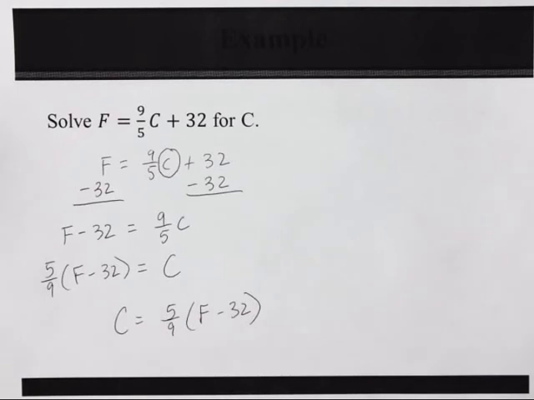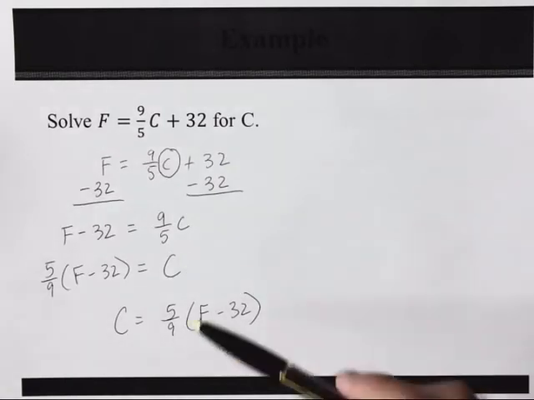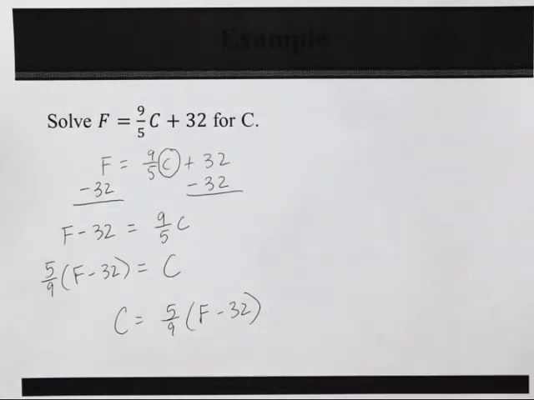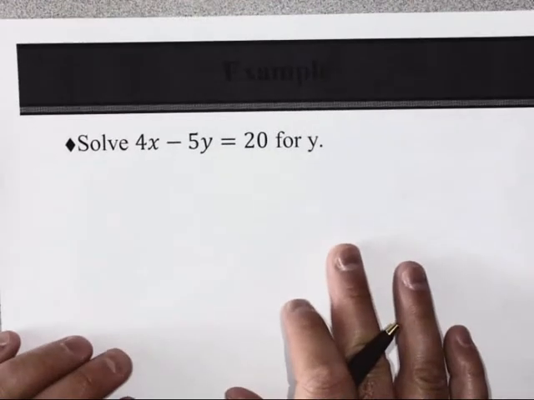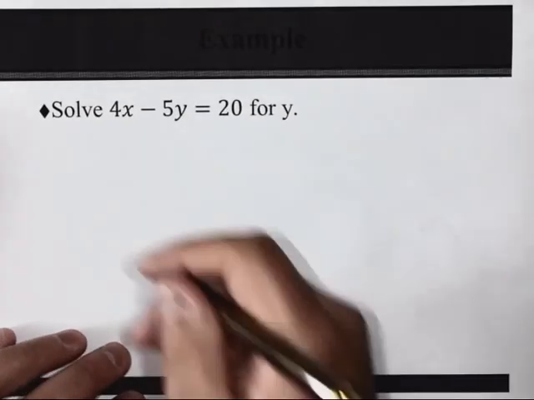So I'm not going to get a numerical answer. I'm just going to rewrite the equation so that it's solved for a different variable. But notice I use the same process as I would for solving equations. That all remains the same. Alright, here's another example of that.